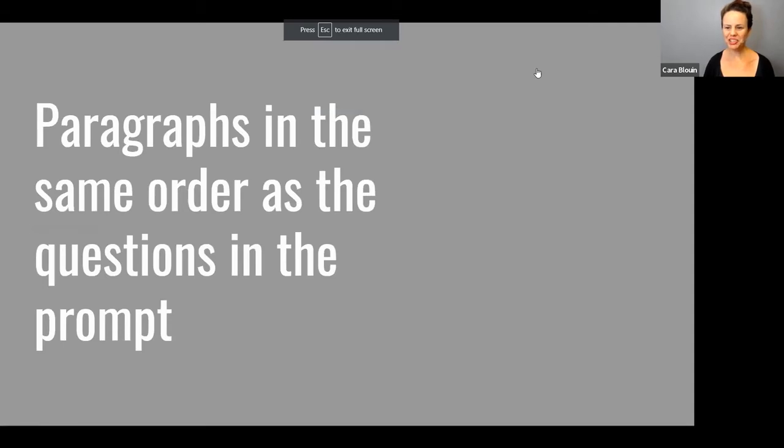Remember that the sections or the paragraphs should be in the same order as the questions in the prompt. So the first section answers that first question about what the differences are. The second section answers the second question, why are those differences there? And then the third section answers that third question, what is my experience?